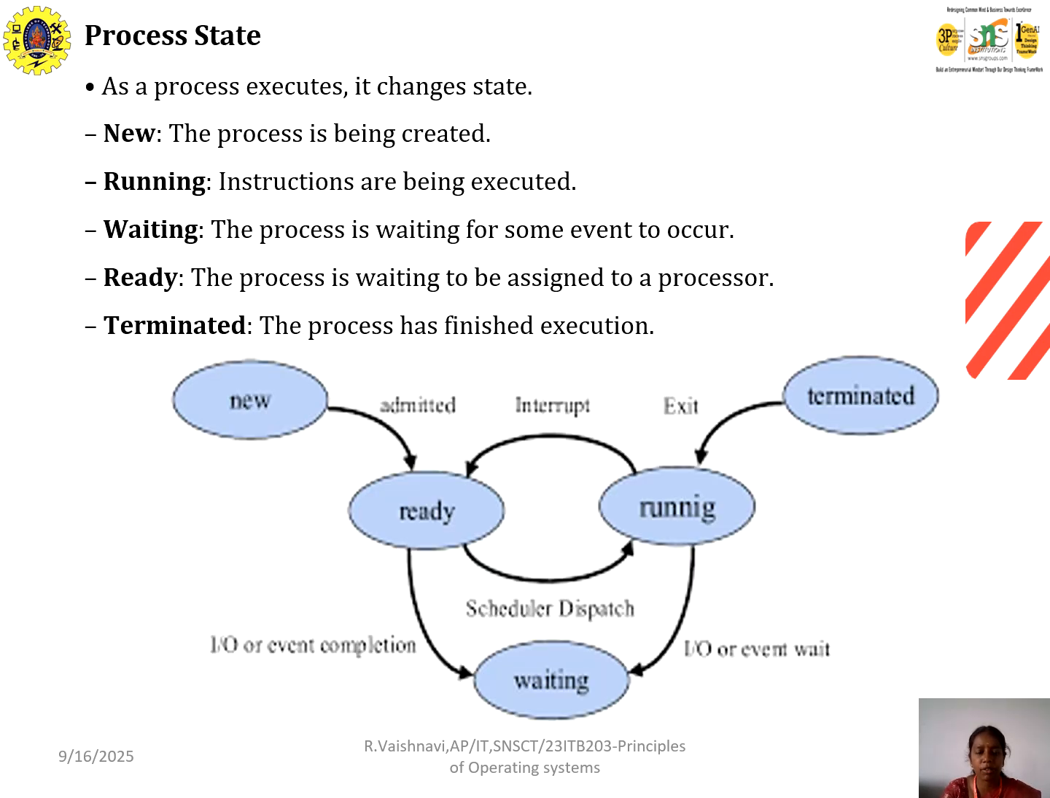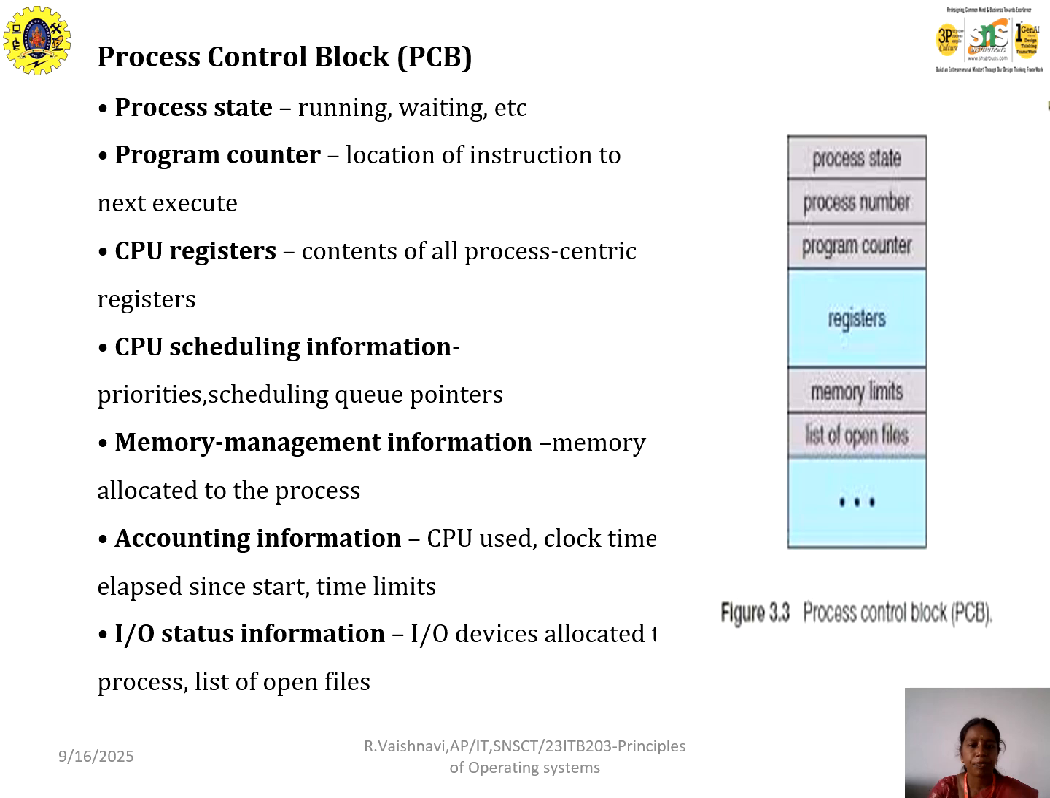Next one will be the process states. In process state, we have five states, that is new state, running state, waiting state, ready state, and terminated state. The first one will be the new state. When the process is created, we call it the new state. The second state will be running. Here the instructions are being executed. In the third state, the process is waiting for some event to occur. The fourth one will be the ready state. The process is waiting to be assigned to the processor. The fifth state will be the terminated state. Here the complete process execution is finished.